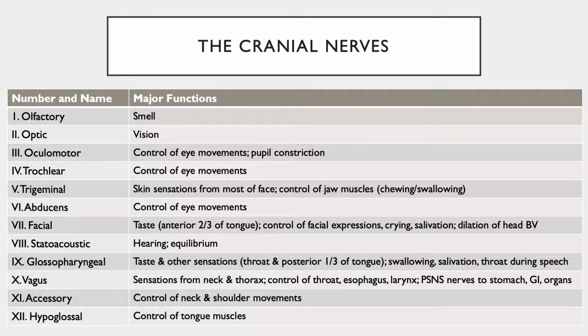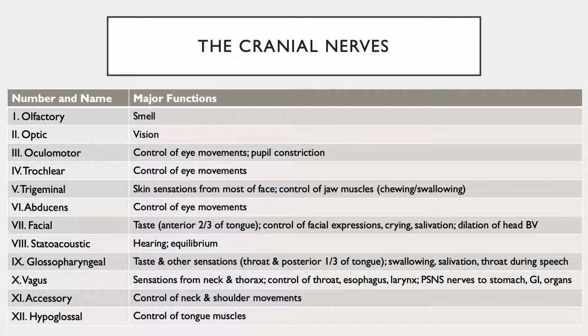Cranial nerve 10, as nerdy as this might sound, is my personal favorite cranial nerve. It facilitates sensations from the neck and thorax, control of the throat, esophagus, and larynx, and most importantly to me, it is a major component of the parasympathetic nervous system. Its nerves connect to the stomach, GI tract, and organs, and is part of why, when we are in parasympathetic activation, we tend to experience enhanced digestion.